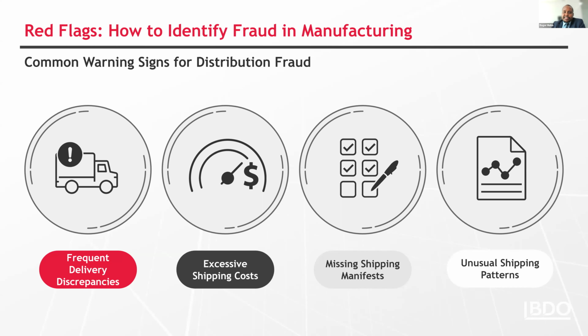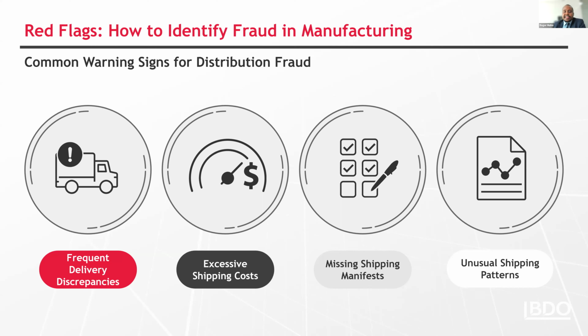The third one is missing or incomplete shipping manifests. Proper documentation, as you all know, is essential during distribution. So if you find missing manifests or incomplete delivery records, or even discrepancies between what was shipped and what was actually received, all this can indicate fraud. You should regularly audit your logistics and shipping documents to catch any such inconsistencies. Usually the shipping manifests are thrown away or not maintained very well over time, and this also helps the fraud to continue for much longer without being detected.